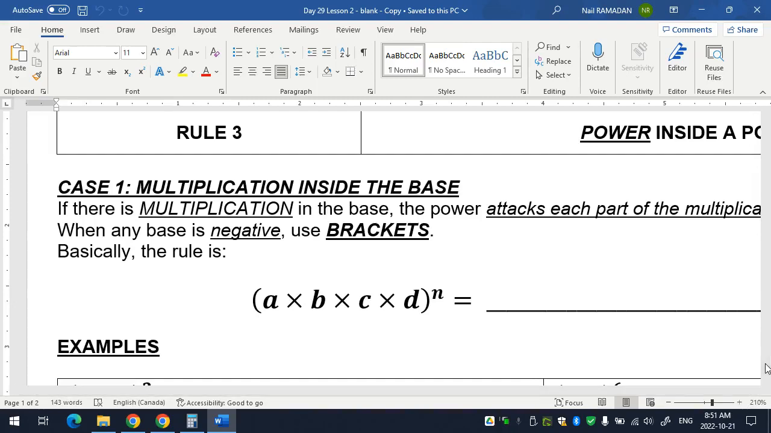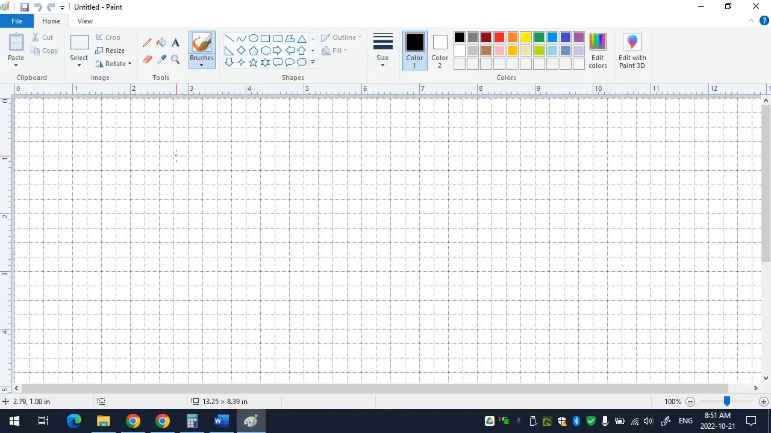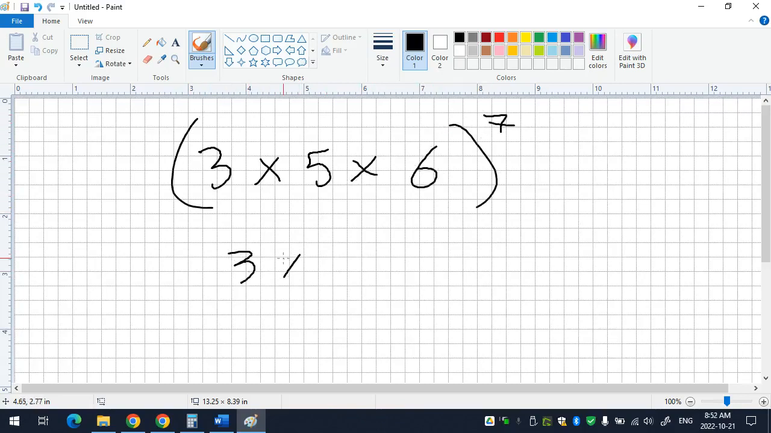If there is multiplication in the base, which means you have to put it in brackets, obviously. By the way, question for you. What's the difference between this and this? Hamza, go ahead. In this one, the 7 is attacking how many things? It's on top of this one, and it's on top of this one. So how about here? Thank you.